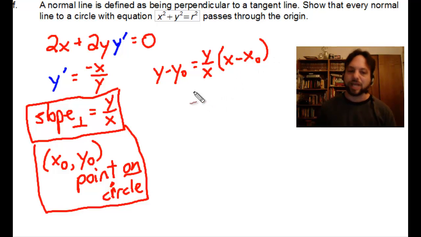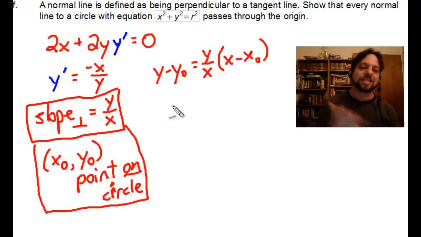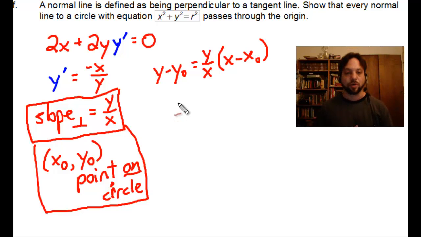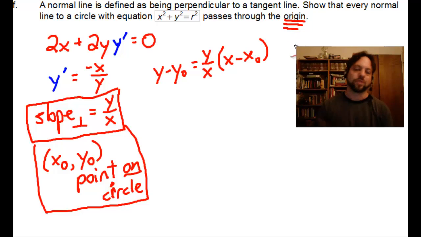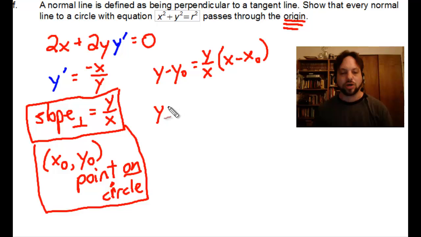Alright, that doesn't really help us too much, but let's get this into slope-intercept form. Because if we're trying to prove that this line is going to pass through the origin, think about what that says about its slope-intercept form. What must its intercept be to pass through the origin? If you don't know, hopefully we're going to find out here in just a moment. So let me just carry out some work here.